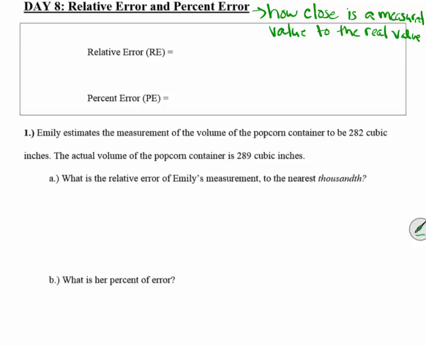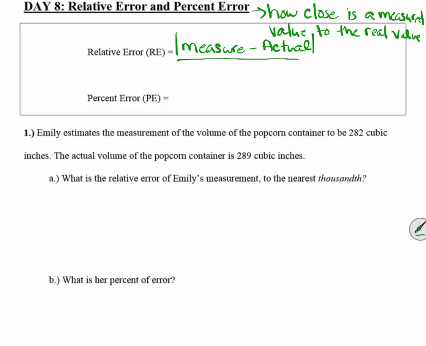And it's also done a lot in manufacturing where, if you're making a part for something, you might have a range of what is acceptable for the size of that part. So the formulas are related to each other, but for relative error, we're going to subtract and take the absolute value. So it doesn't matter which way you subtract as long as you make it a positive answer, but it's measured, right? What did you measure it to be minus the actual? So how far away are those two numbers? And again, I'm putting it in absolute value signs.